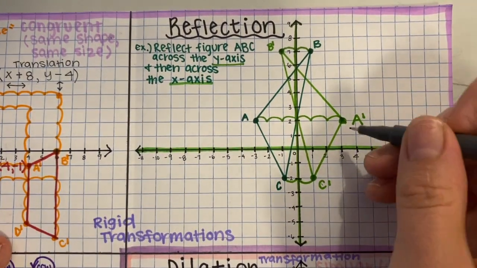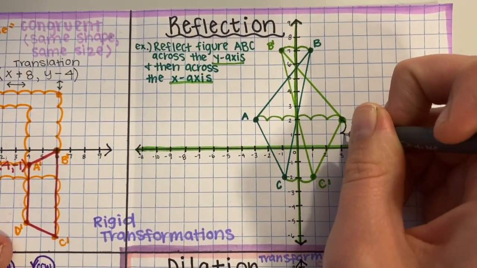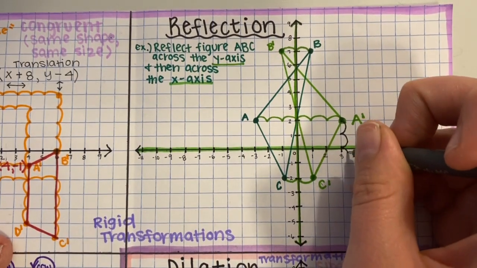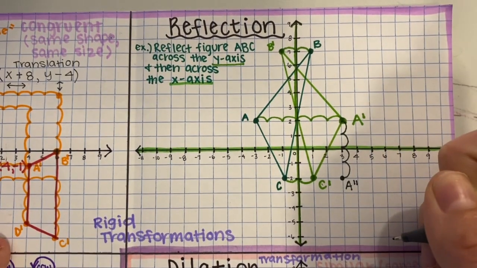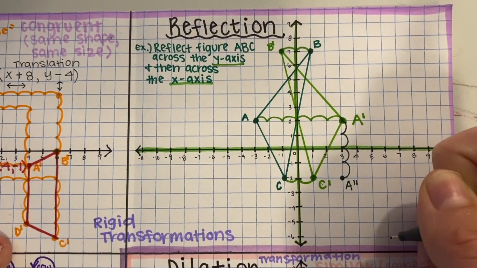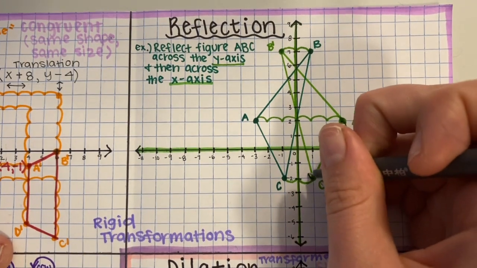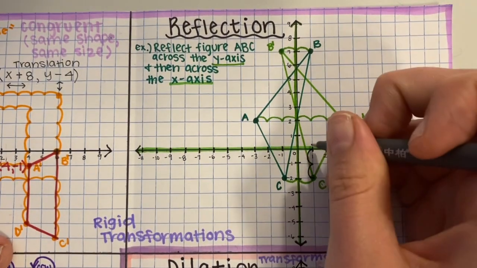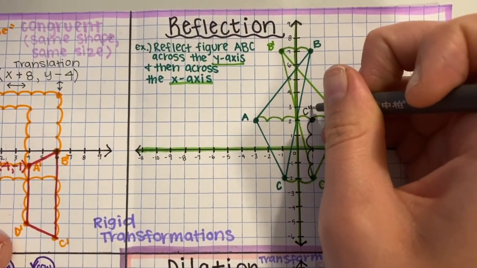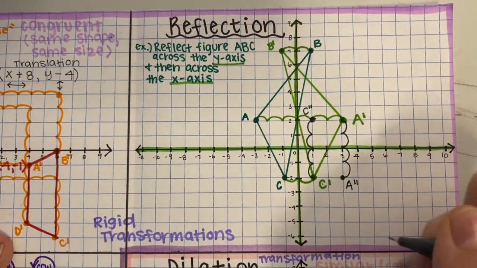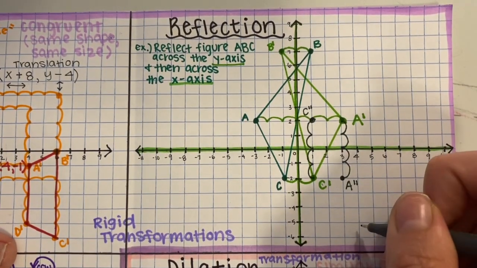So this time, each coordinate, I'm counting how far it is from that line of symmetry. So A prime is 2 units above X. So A prime prime needs to be 2 units below X. C prime is 2 units below. So C prime prime needs to be 2 units above. And this time we just have a little 2 because it's after we've done 2 transformations. So we have 2 little tallies called prime prime.